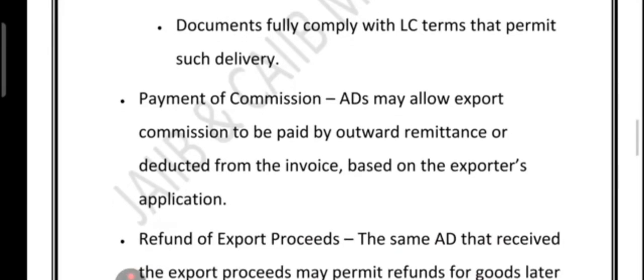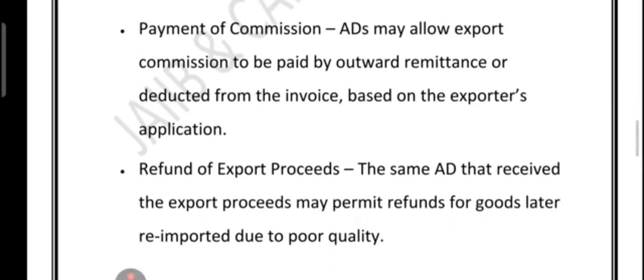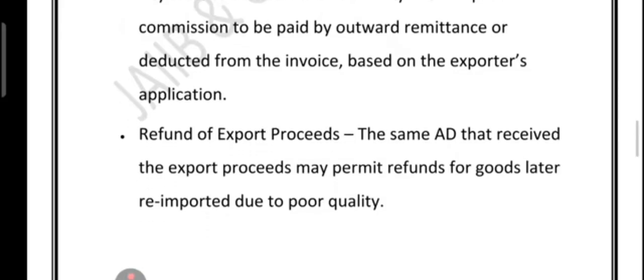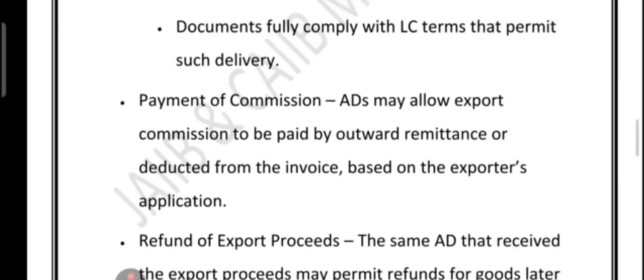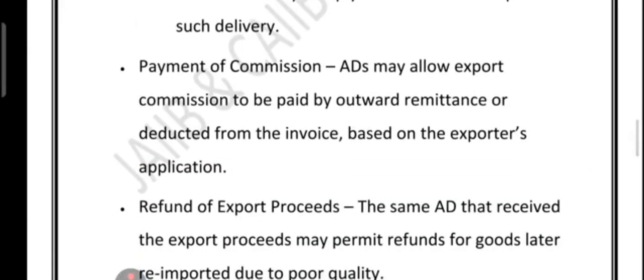Then, sixth point is that exporter can pay commission to agent abroad. Right? Exporter can pay commission to an agent abroad either by sending money directly or by deducting it from the invoice, but you must apply to your bank for approval. Right? So that is called sending commission. Basically what I'm saying is that exporter can pay commission to the agent abroad either by sending money or by deducting it from the invoice.